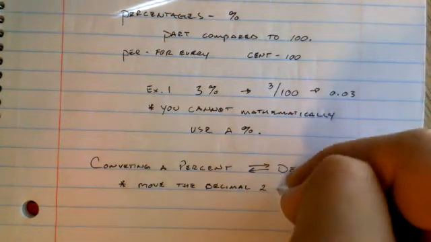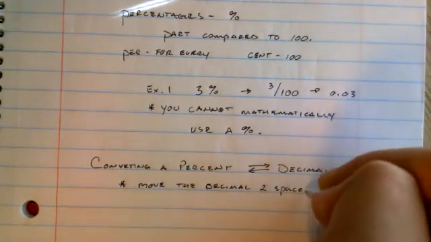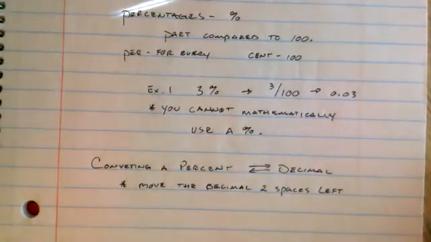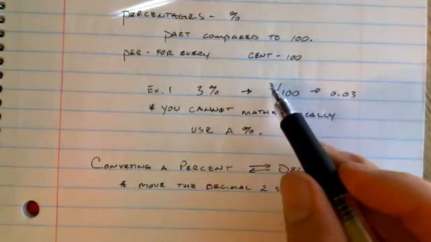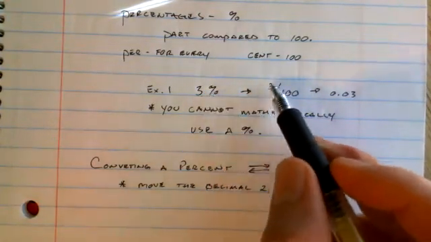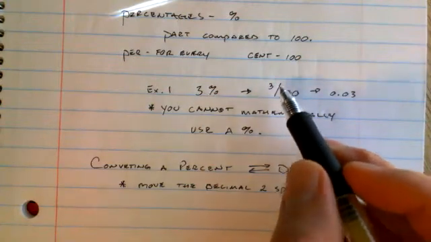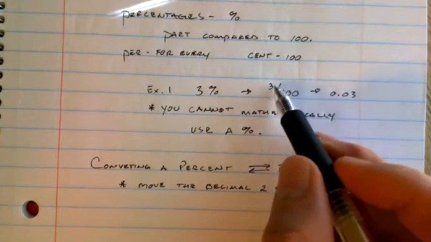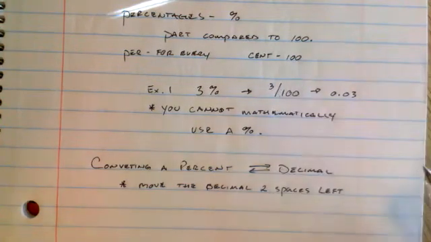2 spaces left. Okay, because essentially what we're going to be doing is setting it up as its representation, because 3% is 3 per 100. It's 3 over 100. That technically is 3 divided by 100.